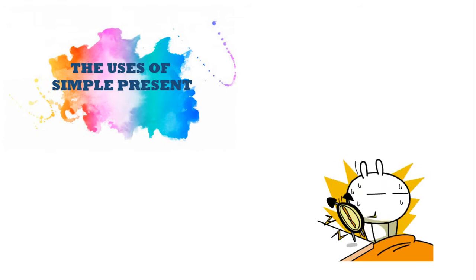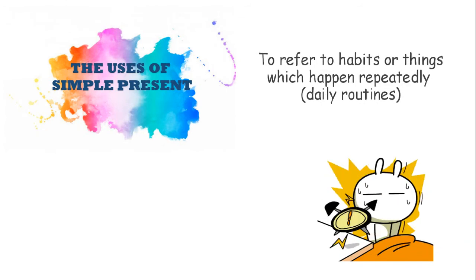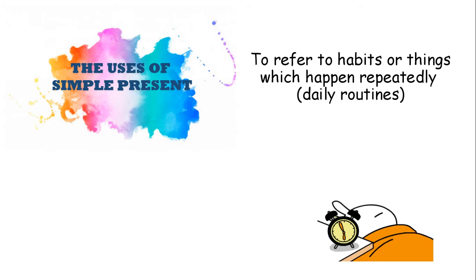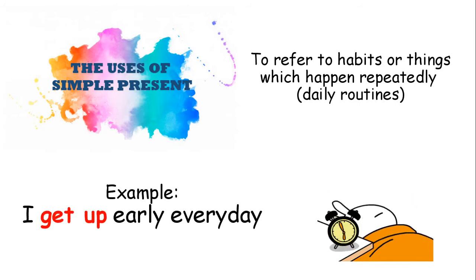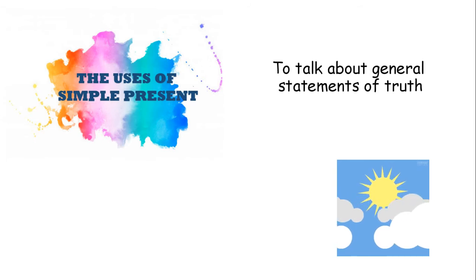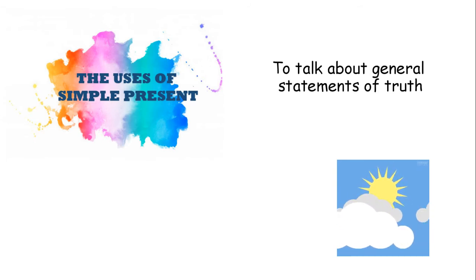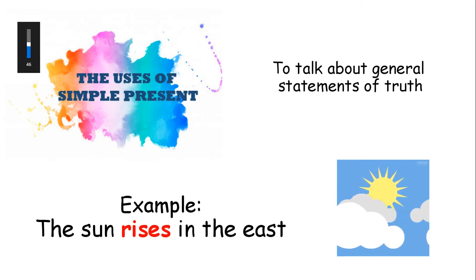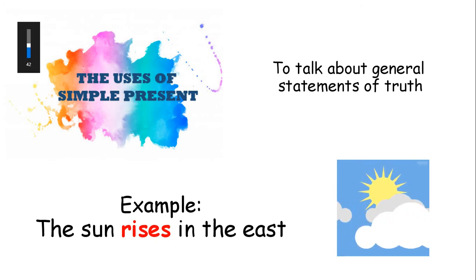There are two uses of simple present tense. The first one is to refer to habits or things which happen repeatedly, or we call it daily routines. For example, I get up early every day. The second one is to talk about general statements of truth. For example, the sun rises in the east.